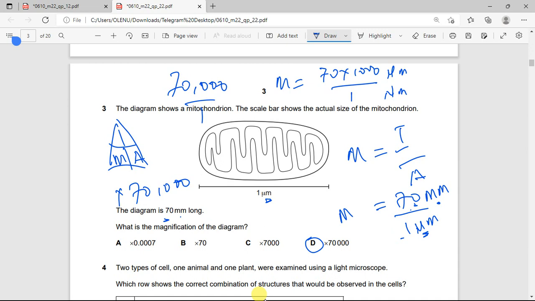Now some people might also decide to convert micrometers to millimeters to divide. From micrometers to millimeters, you divide by 1000. Once you get that, you convert this, and that will now give you millimeters. You do it, you still get the same answer.